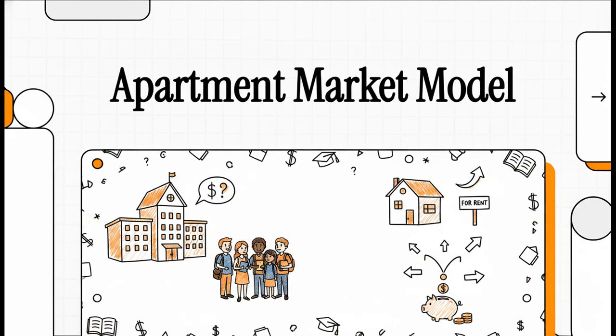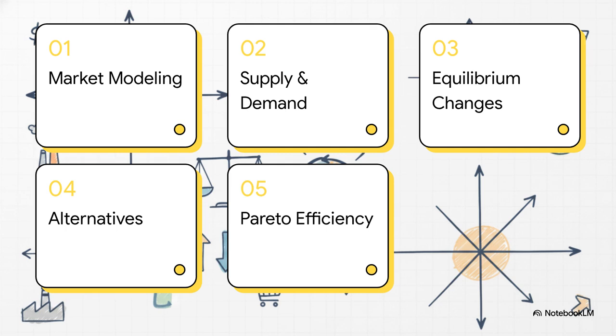Welcome to this explainer. Today we're going to decode some massive, foundational microeconomic concepts using a scenario almost all of us have agonized over at some point: finding a decent place to live near campus. Honestly, if you've ever struggled to lock down an apartment, you've actually participated in a complex economic model without even realizing it. We've got a lot of ground to cover.